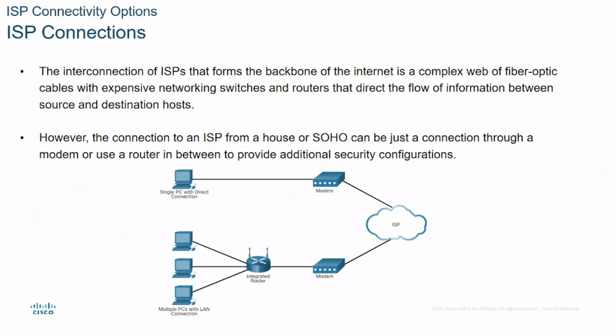The interconnections of ISPs that form the backbone of the internet is a complex web of fiber optic cables with expensive networking switches and routers that direct the flow of information between source and destination hosts. However, the connection to an ISP from a house or small office, home office, can be just a connection through a modem, or use a router in between to provide additional security configurations.